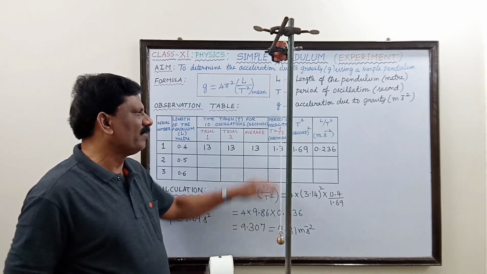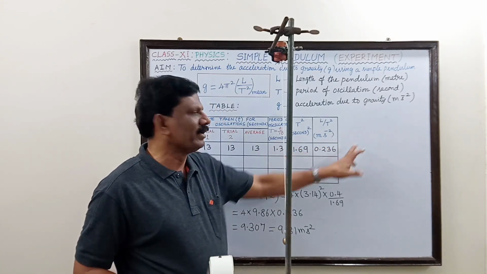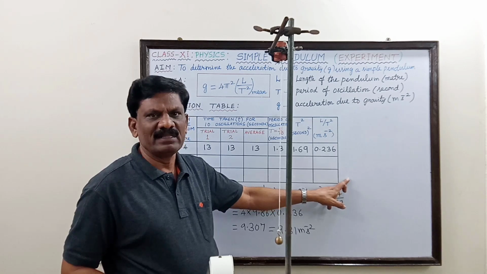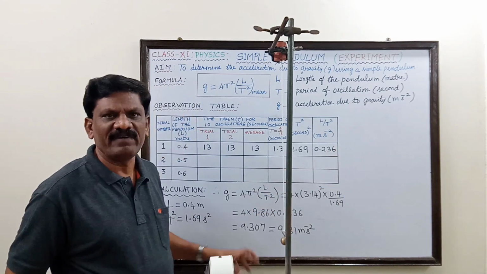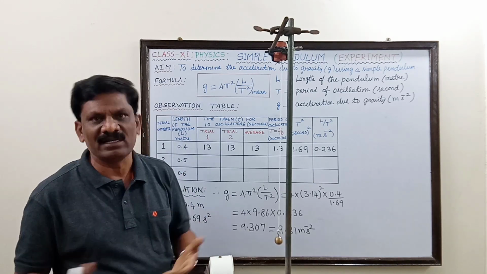Another method is for every length you can find the value of G also. Okay, this is another method. So for every length you can find the value of G, and finally you can take the average of the value of G also.